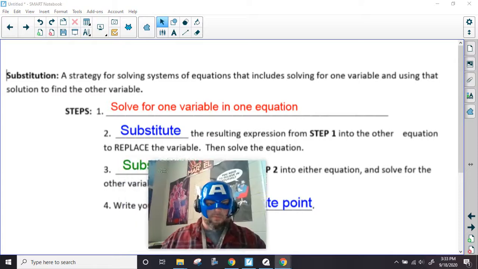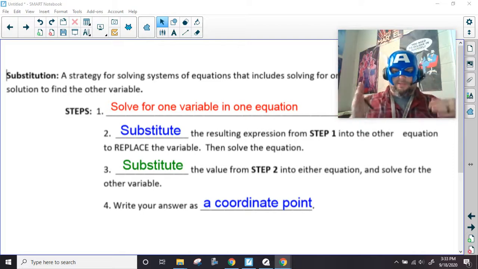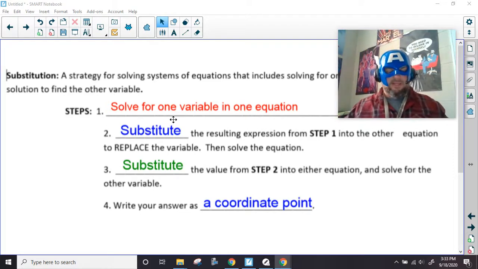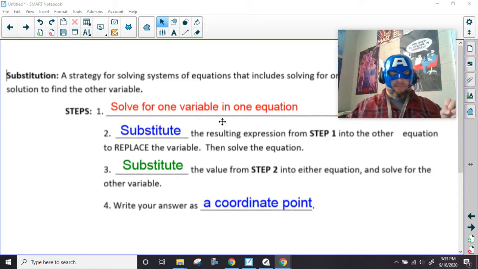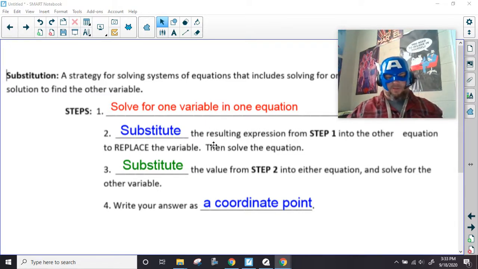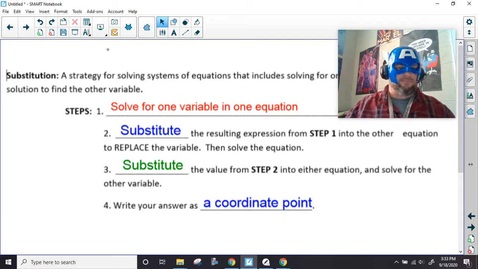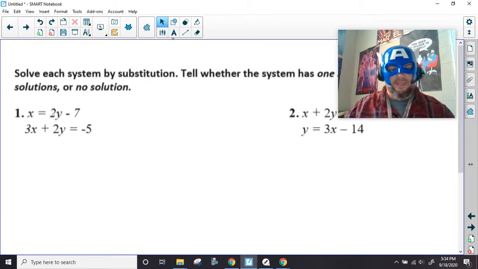All right. I have to move my face again. Hang on. All right. So substitution. A lot of people like substitution because they like to plug in stuff. So basically, we're going to solve for one variable in an equation. Some of these are going to be blatantly easy. I'm going to do some of them and set some of them up, so y'all just bear with me. You're going to substitute, then substitute again, and then write our answer as a coordinate point. I don't even like using this when I'm face-to-face, much less behind my Captain America mask. All right, so this is what I mean by being blatantly obvious.